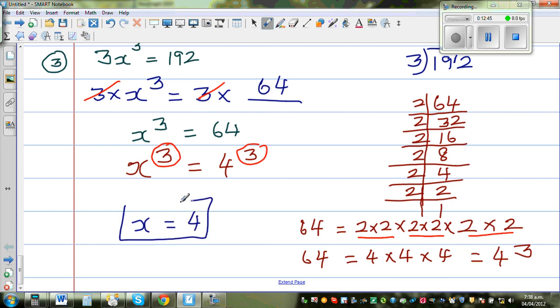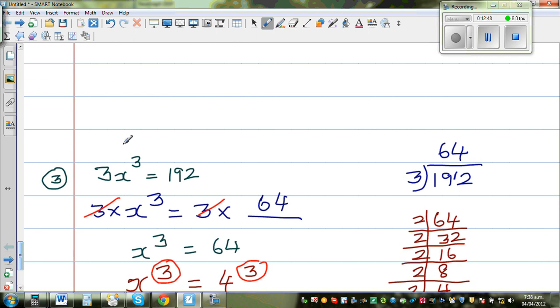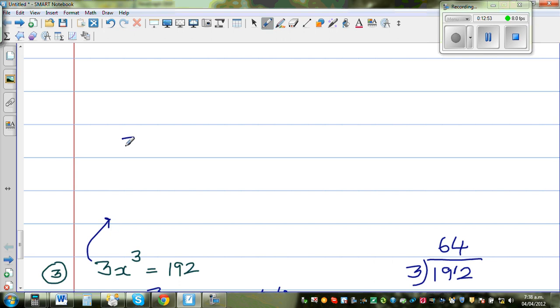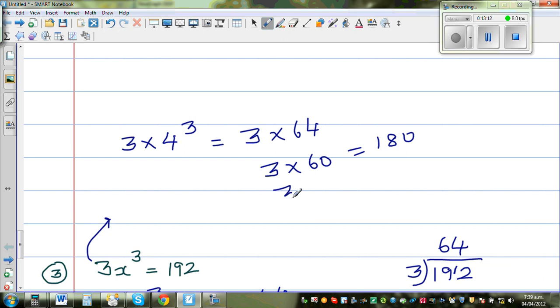So finally, let us check our answer. That's always a good technique. We say that x is equal to 4. So that means 3 times 4 cubed is 3 times 64. We know 4 cubed is 64 now. So 3 times 64, I don't know. So I can go, what is 3 times 60? 3 times 60 is 180. And I can go 3 times 4, which is 12. So this means 3 times 64 is equal to 192.